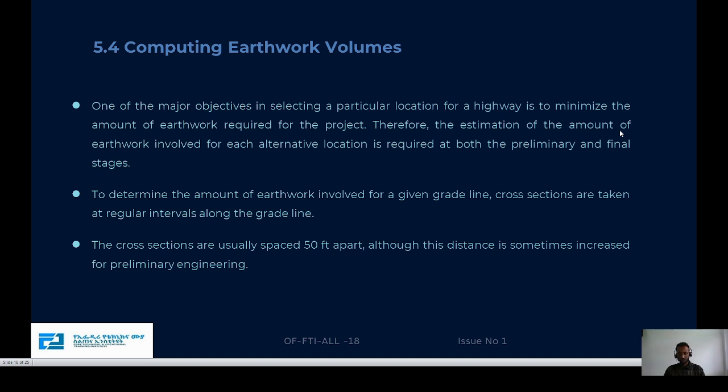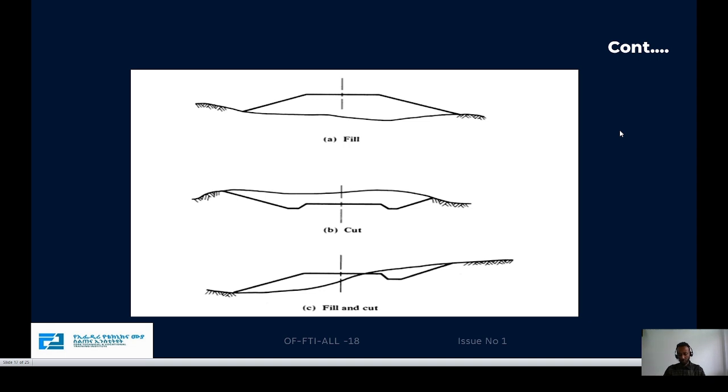So the selected or best route will have a low earthwork amount, minimizing the amount of earthwork. To determine the amount of earthwork involved for a given grade line, cross sections are taken at irregular intervals, and mostly 15 feet will be used to increase the accuracy. And this one is a fill part.